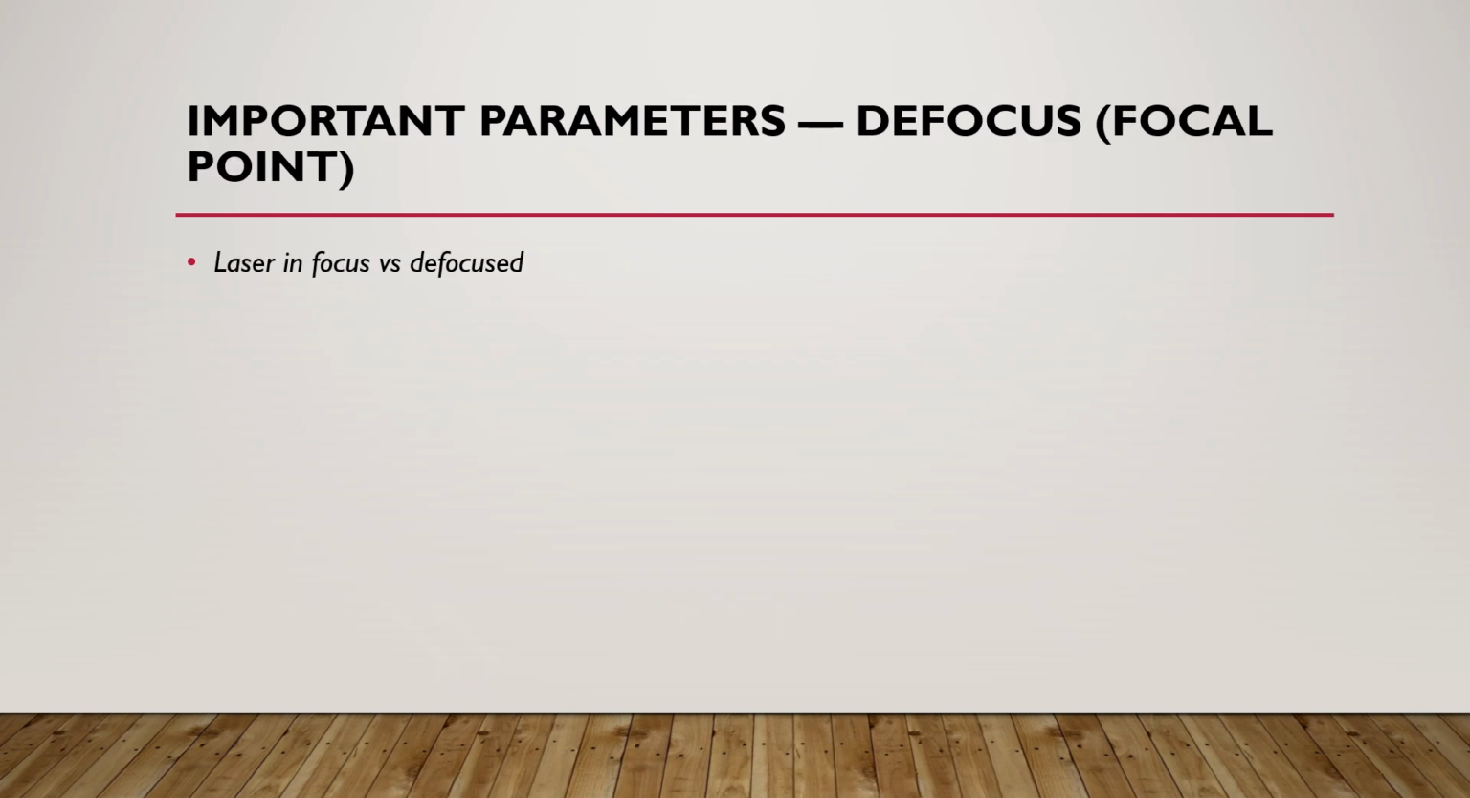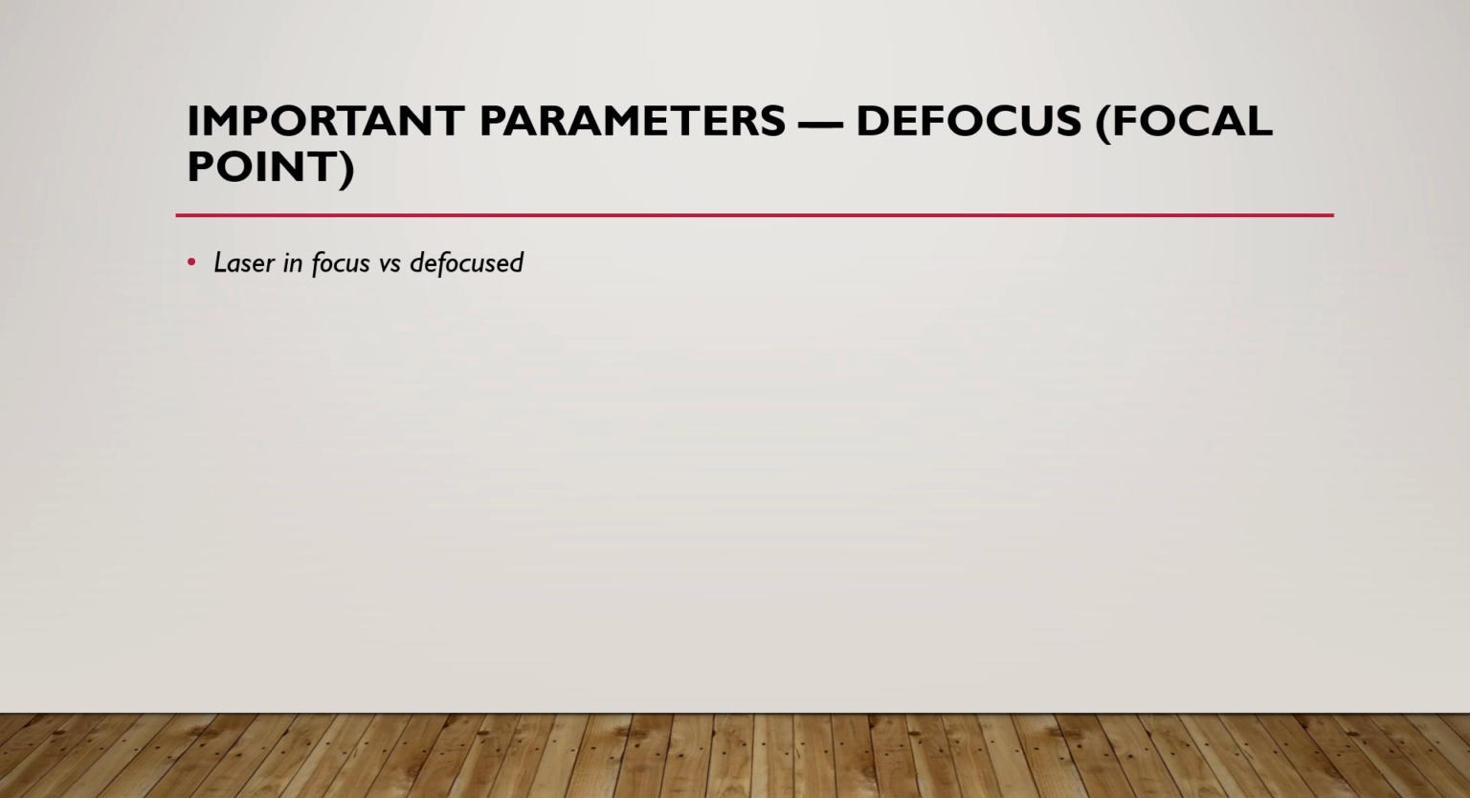The third parameter is defocus. Every laser has a focal point. When it's on the perfect focus point, the energy is most concentrated on the subject, in a very small spot. But when it is defocused, the laser spot is slightly larger, so we get lower energy density from the laser.